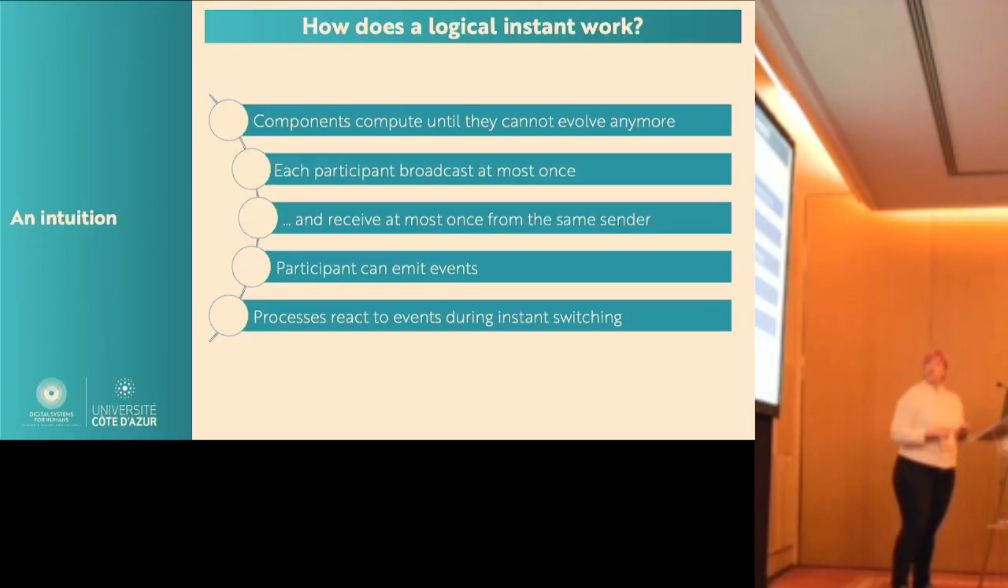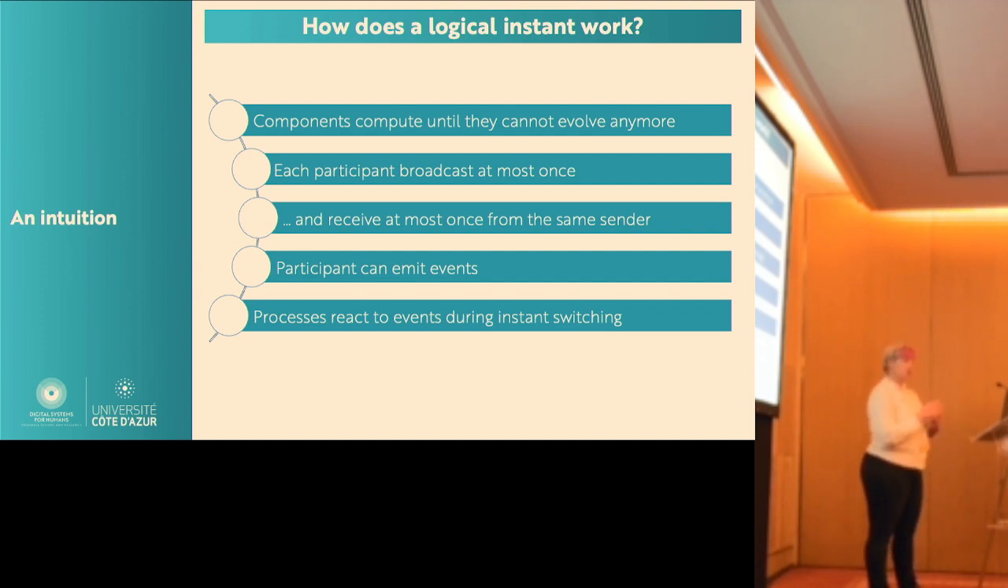So again, some intuition on how a logical instant works in the session setting. So as I said before, we have these components, these participants, that will compute until they cannot evolve anymore. So when they cannot evolve anymore. So we say that each participant can broadcast at most once. So if we have two send actions that are consecutive, it means that they need to happen in two different instants. What is the intuition behind this constraint?